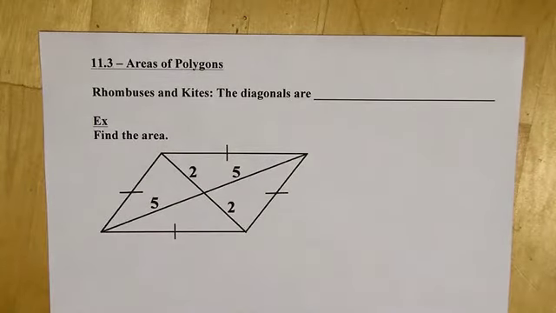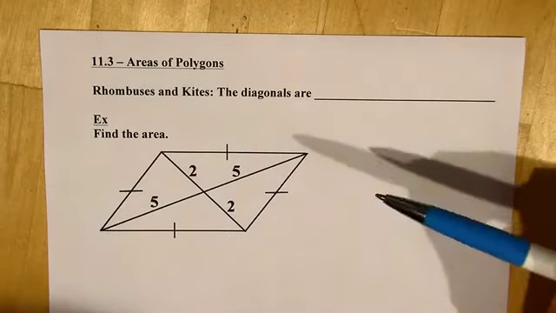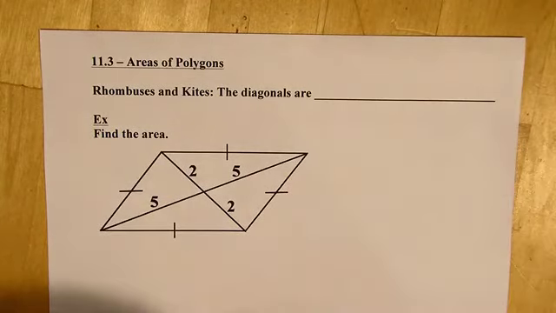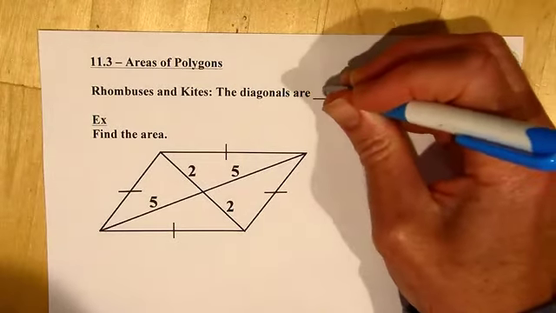11.3 is called areas of polygons. It starts off with rhombuses and kites, and you've got to remember one of the properties of diagonals of rhombuses and kites, and that's they are perpendicular.